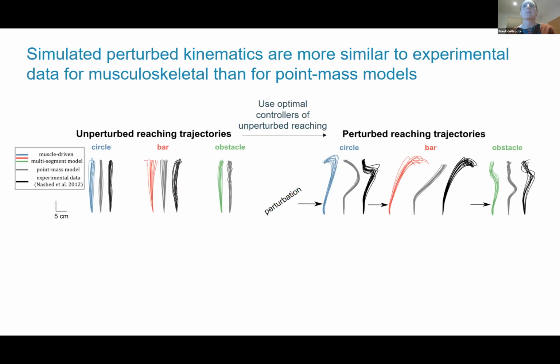To summarize the results, under the same optimal control assumption, the more detailed model preserves control features predicted by simple models, such as the minimal intervention principle, and improves the prediction of perturbed reaching trajectories.